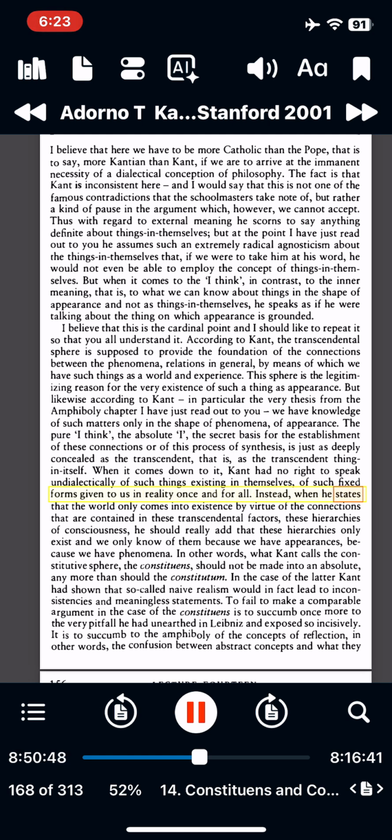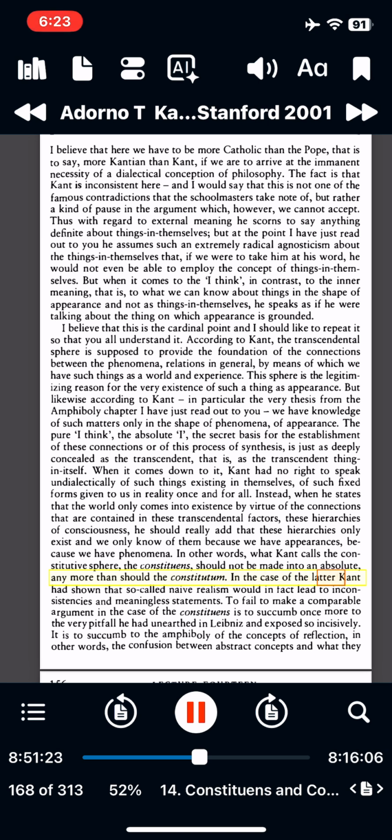Instead, when he states that the world only comes into existence by virtue of the connections that are contained in these transcendental factors, these hierarchies of consciousness, he should really add that these hierarchies only exist and we only know of them because we have appearances, because we have phenomena. In other words, what Kant calls the constitutive sphere, the constituents, should not be made into an absolute, any more than should the constitutum.